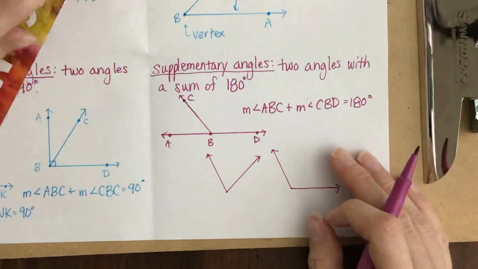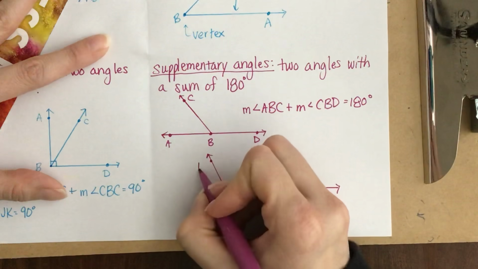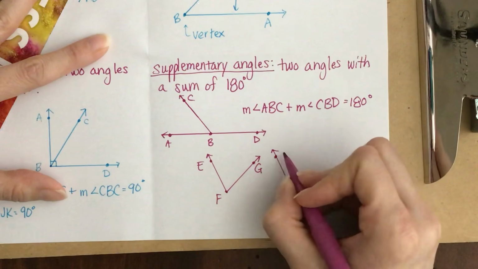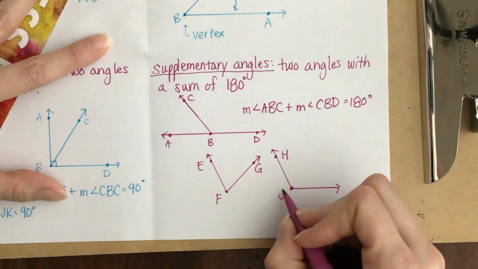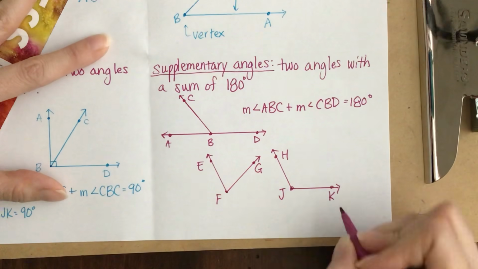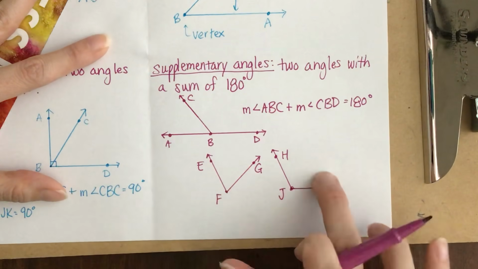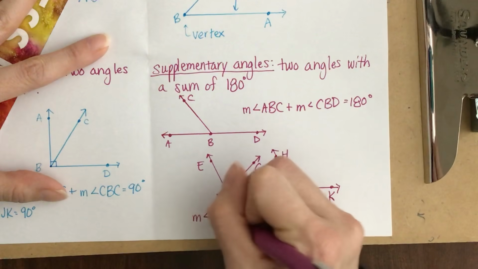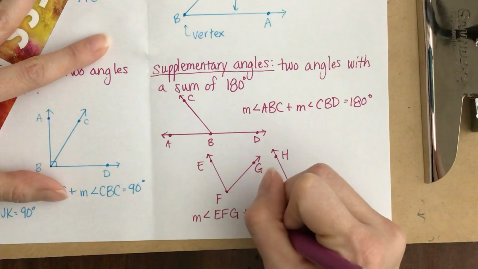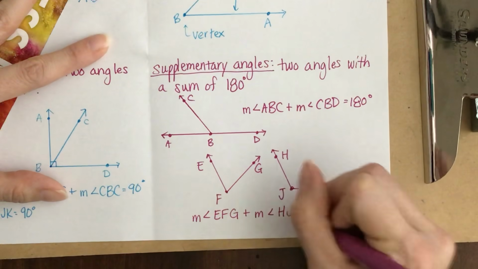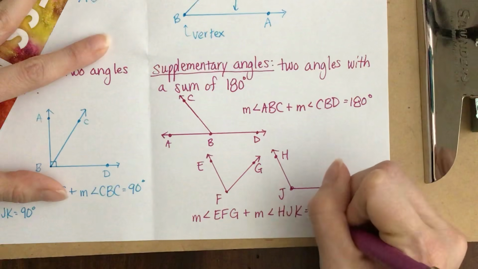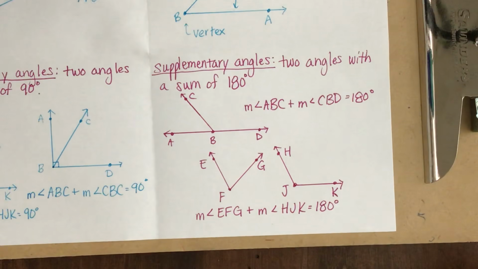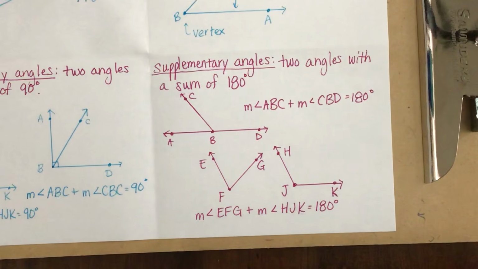Okay, let's give these angles some names. We're going to call this E, F, G, and H, J, K. So if these two angles are supplementary, we can say that the measure of angle E, F, G plus the measure of angle H, J, K is equal to 180 degrees. Okay. All right, let's do one last vocabulary word for the day.